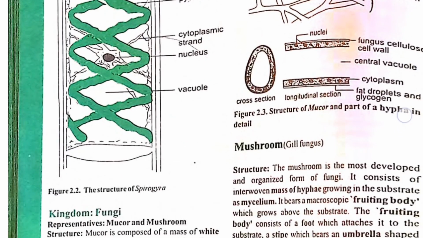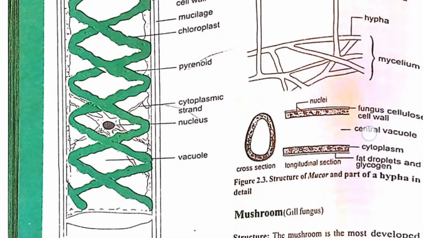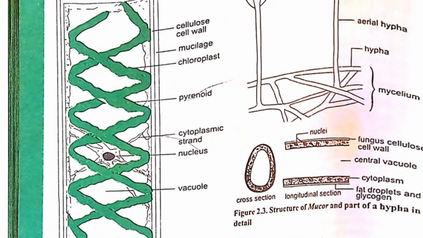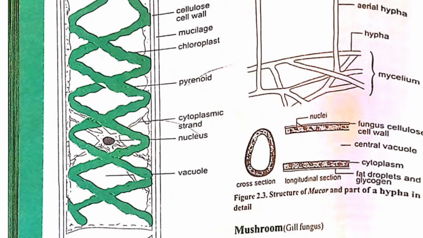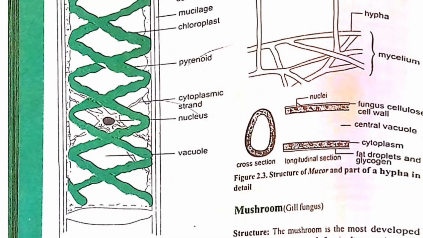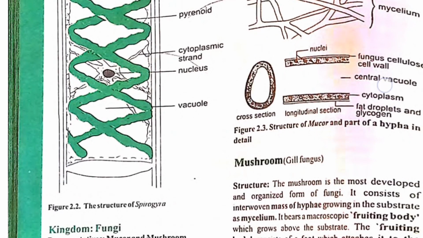So here you can see the diagram of the Spirogyra by the left, figure 2.2. We can see the cellulose cell wall. We can see the mucilage over the cellulose cell wall. We can see the chloroplast spirally arranged. We can see the pyrenoid. We can see the cytoplasmic strand that is suspending the nucleus. Right, that's how to identify your nucleus. You may be confused sometimes, but you would always see some cytoplasmic strand around if it is a clear diagram. Then we can see the vacuole.